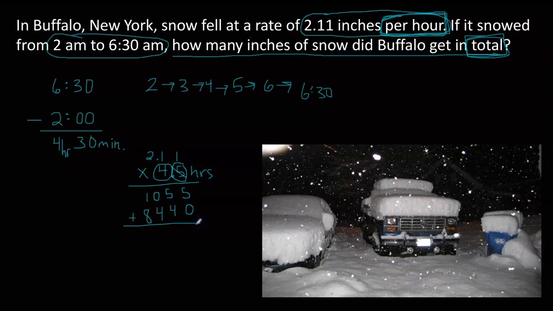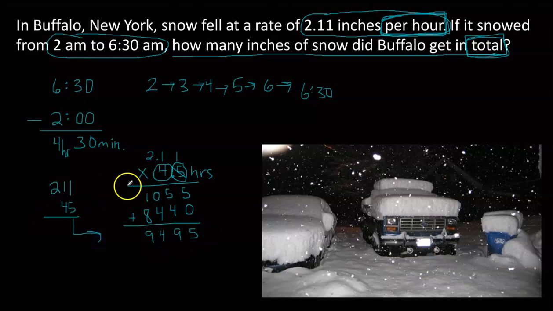And then I add these two numbers together. 5 plus 0 is 5. 5 plus 4 is 9. 0 plus 4 is 4. And 8 plus 1 is 9. Now, multiplying 2.11 times 4.5 is the exact same as multiplying 211 by 45. If you multiply 211 by 45, you get 9,495.